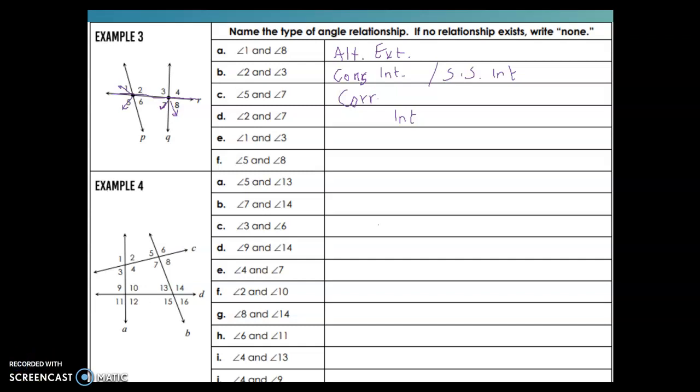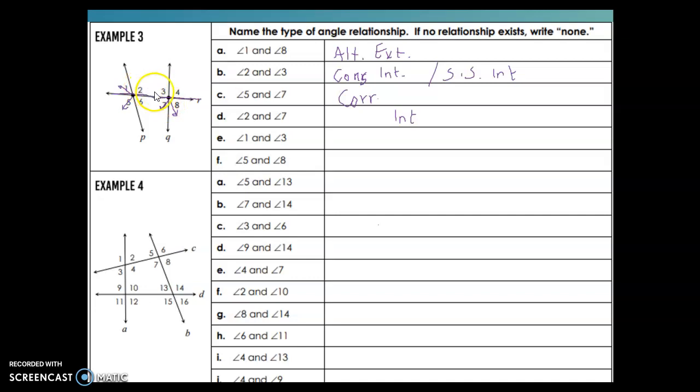Hey guys, we are on to part 2 talking about our parallel lines and angles. We got cut off right in the middle of that last one, so let's just pick up where we left off. We said that 5 and 7 were corresponding angles because they were on the same side of the transversal. They're both down and to the left of those intersected lines being cut by the transversal, and we were getting ready to identify 2 and 7.